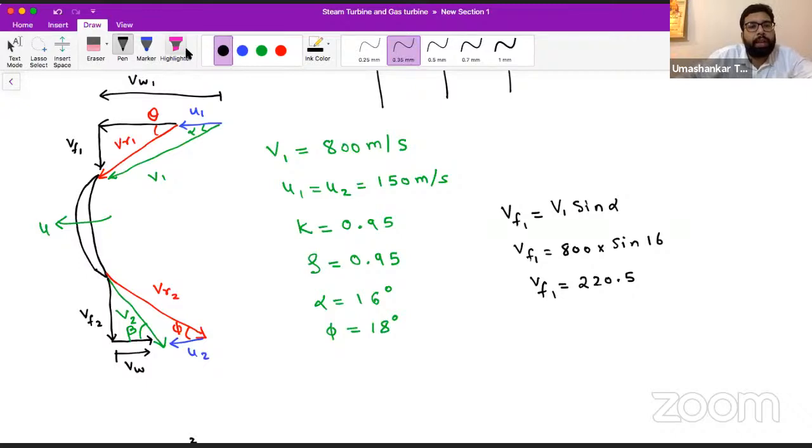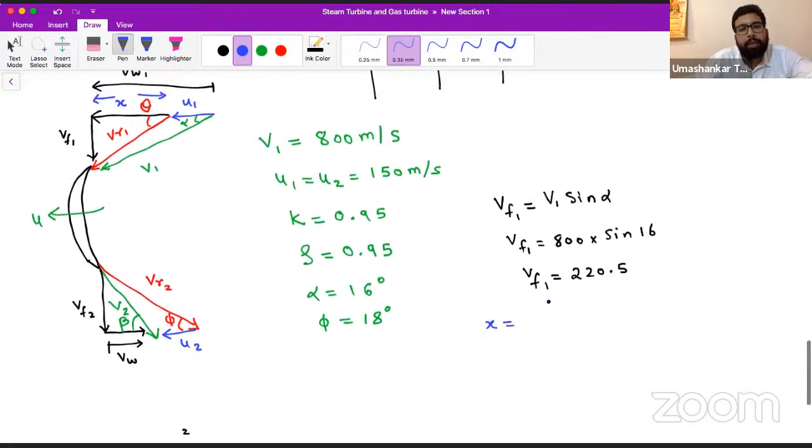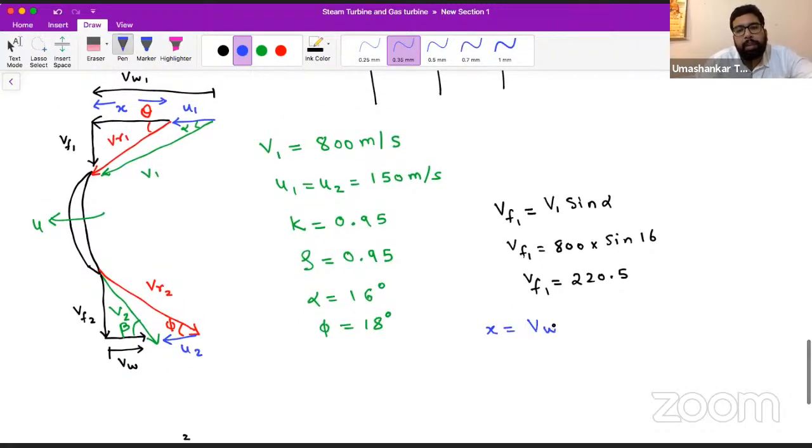If I see in this triangle, if we can find this distance x, we can get the value of theta by using the trigonometric ratio. So what is this x? As you can see from the triangle, it is nothing but VW1 minus U1. All these things we have done in the previous session as well. So we have VW1 minus U1.